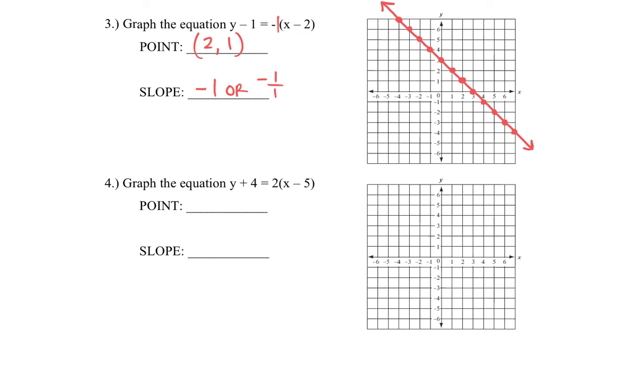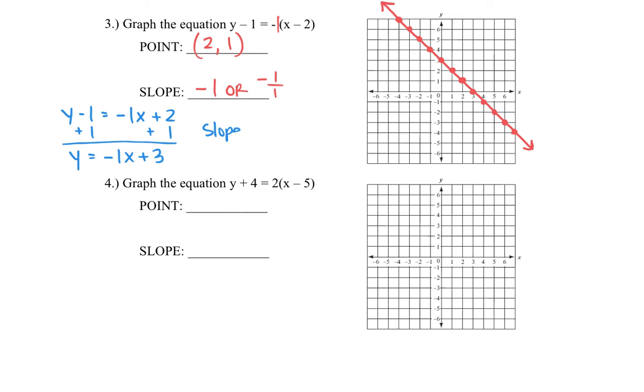And just like before, like we did on number 1, if I were to move that into slope-intercept form, what I want you to see is that it would be the exact same line. I'll do that for you real quick. So I'm going to distribute the -1, add 1, and I get y equals -1x plus 3.